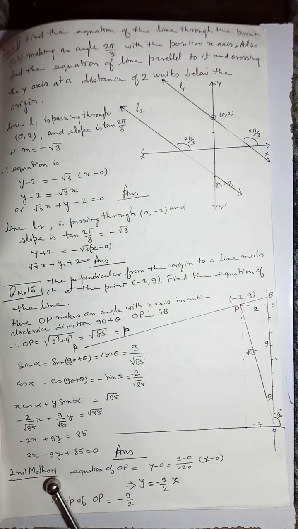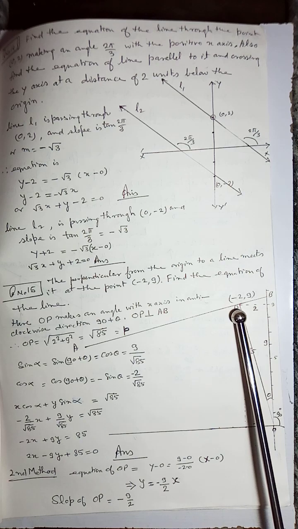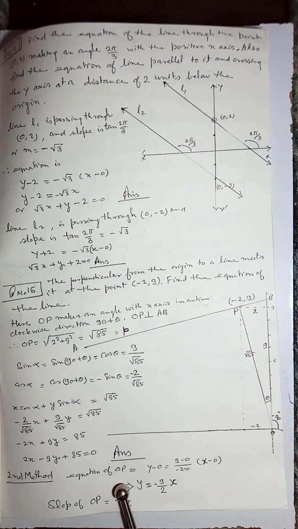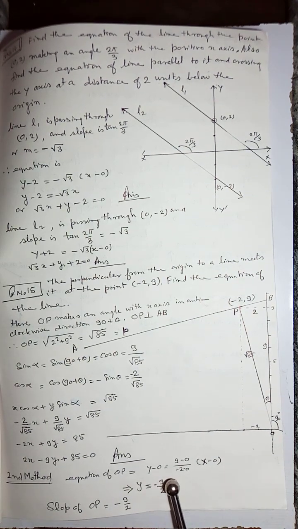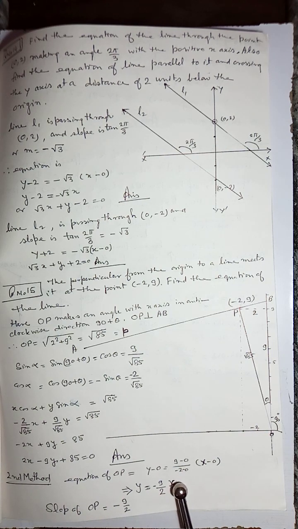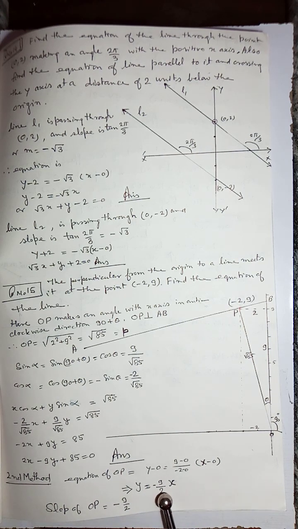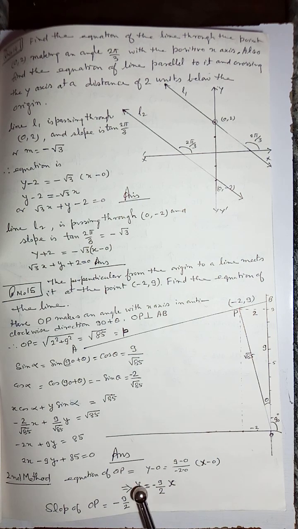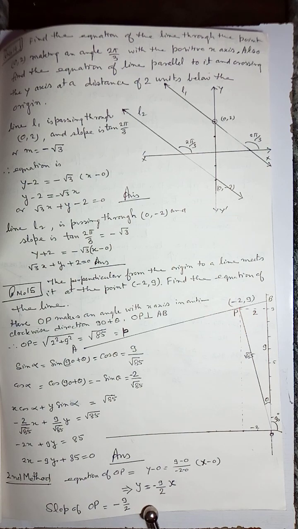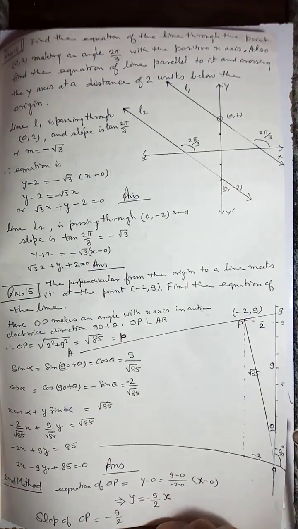The second method: the equation of OP, because it is passing through 0, 0 and minus 2, 9. So the equation of OP can be written like this: y minus 0 is equal to 9 minus 0 upon minus 2 minus 0 into x minus 0. So y will be equal to minus 9 by 2 x. The slope of OP is minus 9 by 2.